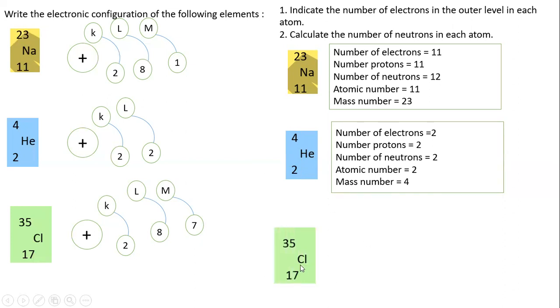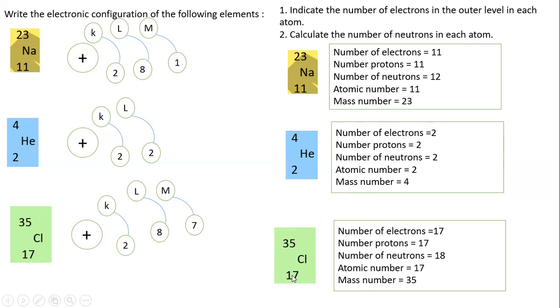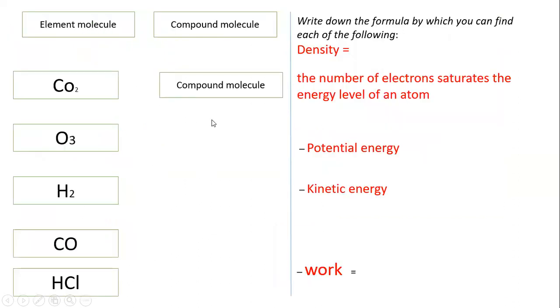The third one, chlorine. Chlorine has atomic number 17 and the mass number 35. Number of electrons, 17 electrons. What is the number in the outer energy level? Yes, 7 here. You see, the last one has 7 electrons. Chlorine, number of protons, the same, 17. Number of neutrons, mass number minus atomic number. It will be 18. Atomic number 17, mass number 35. Okay.